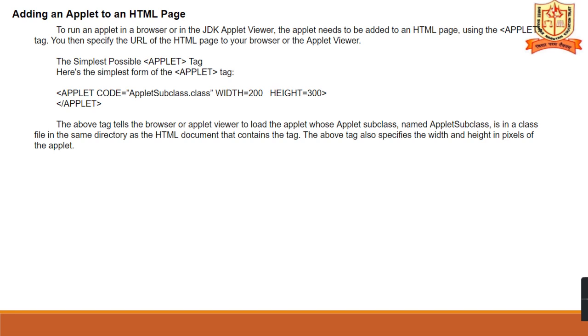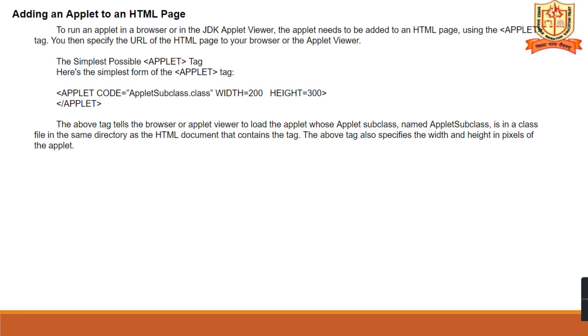So next, once you write the applet, you have to add the HTML tag into the applet program. To run the applet in the browser or in the JDK, the applet viewer is used. To run it, you have to use this applet viewer tool. The applet needs to be added to the HTML page using the applet tag.